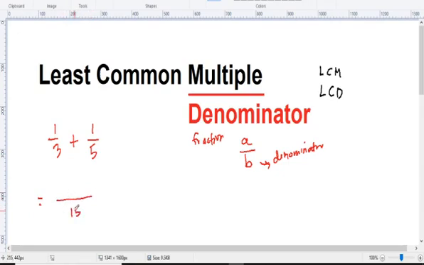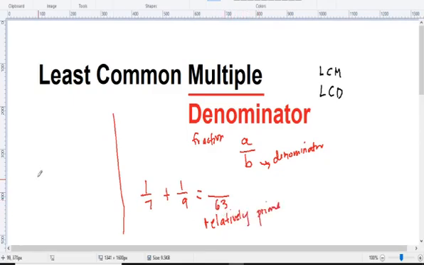And for example, 7 and 9. 7 is prime, 9 is not prime, but its factors are 1, 3, and 9. And so they do not have any common factor aside from 1. And so they are relatively prime. And so the least common multiple of 7 and 9 is just 63, the product.